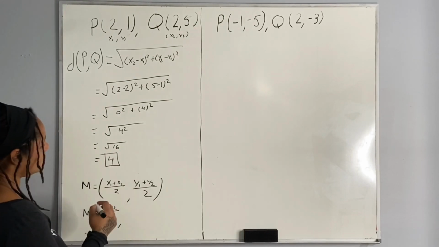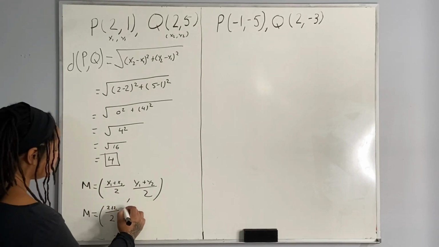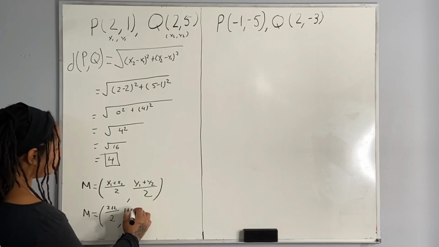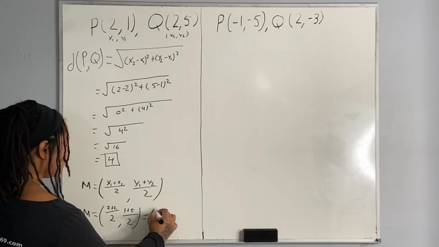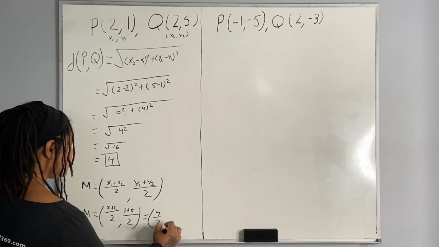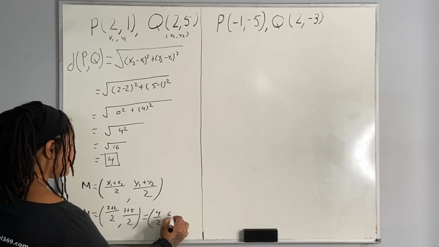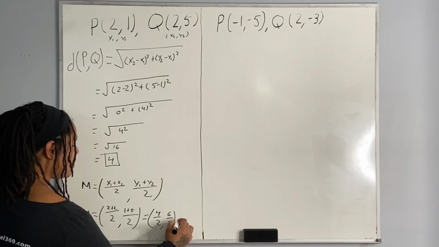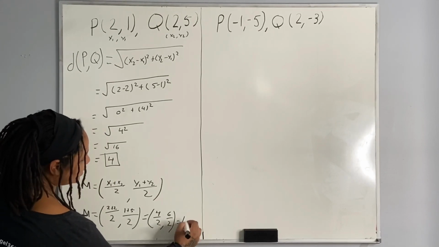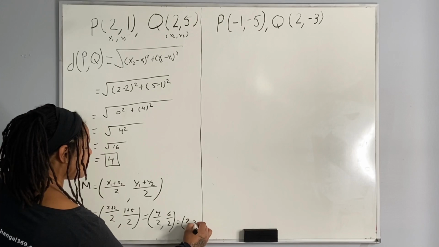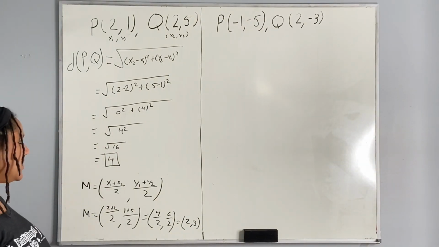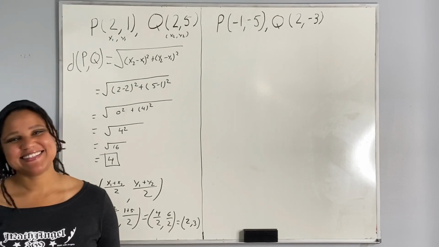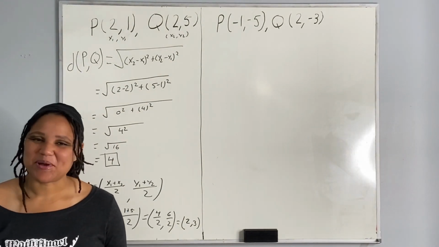And y1 plus y2 is 1 plus 5, and we're dividing that by 2, which is equal to 4 divided by 2, comma, 6 divided by 2, which is equal to 2, 3, okay? So the midpoint between P and Q is (2, 3). Now let's look at our second problem.